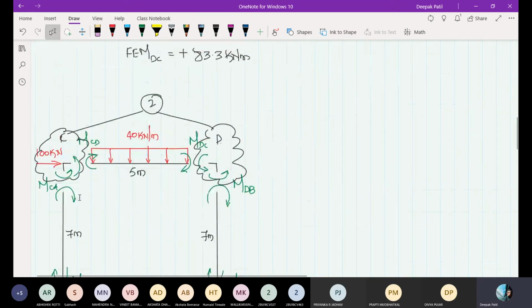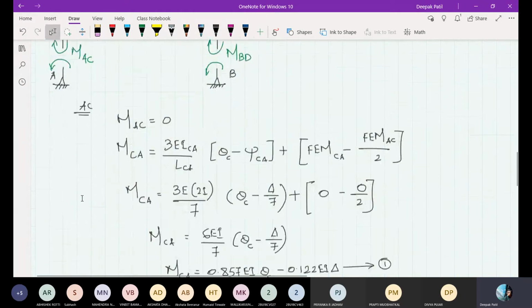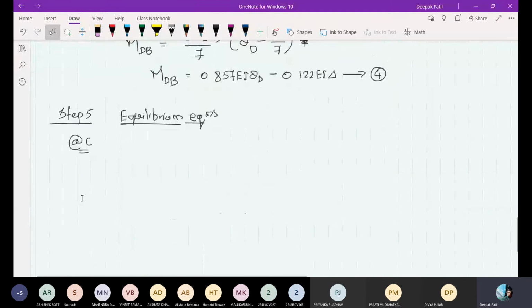It is simple. MCA, that is this moment, plus MCD equal to 0. And please don't consider this 100 kilonewton. It is a force, it is not a moment. We are writing the equilibrium equation at joint C. We are not writing summation of Fx equal to 0 or summation of Fy equal to 0. We are writing that the net moment at C equal to 0. When you take moment at C equal to 0, this 100 kilonewton will not come into picture.